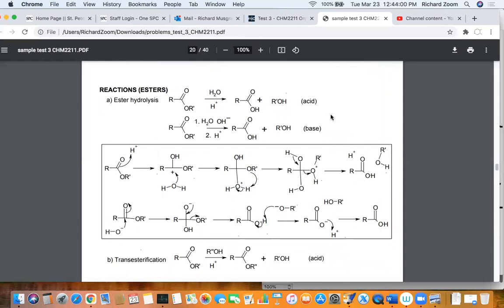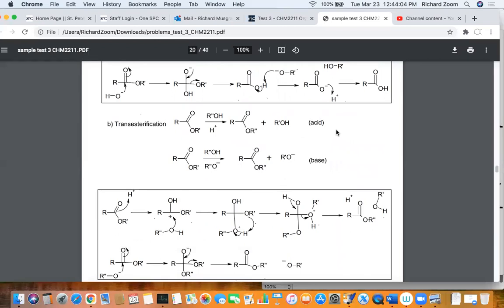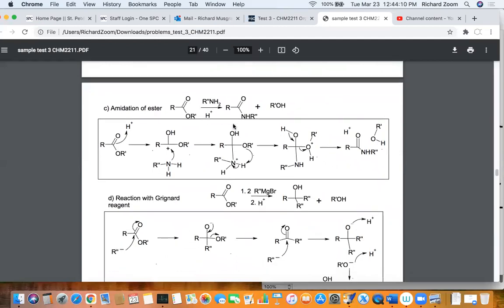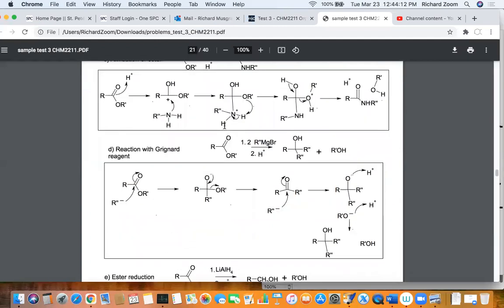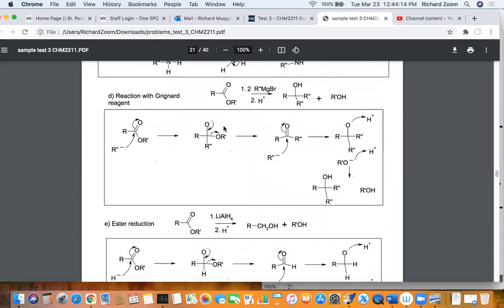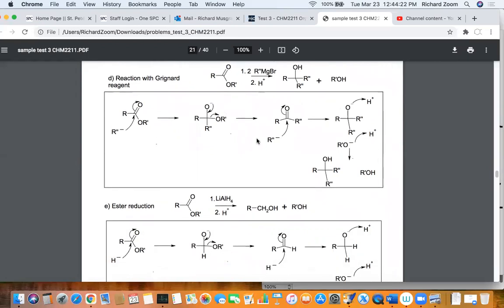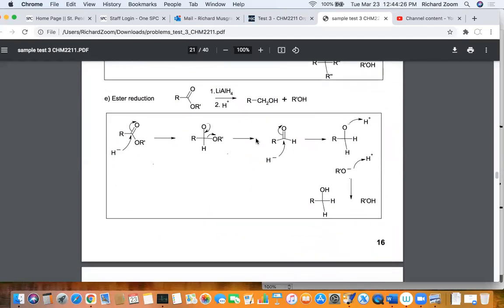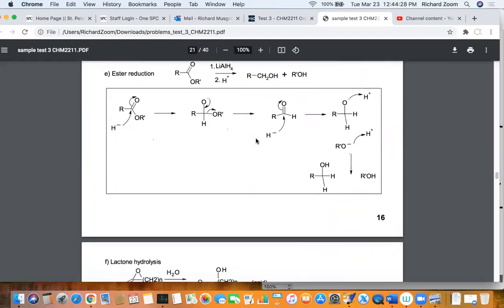Esters, reactions of esters, acid and base, it's already marked. Transesterification, acid and base, they're already marked. Amidation of ester, that's acid. Reaction with Grignard reagent, that's a cross between basic and other, so B/O. Ester reduction, I'd call that basic/other as well, B/O.